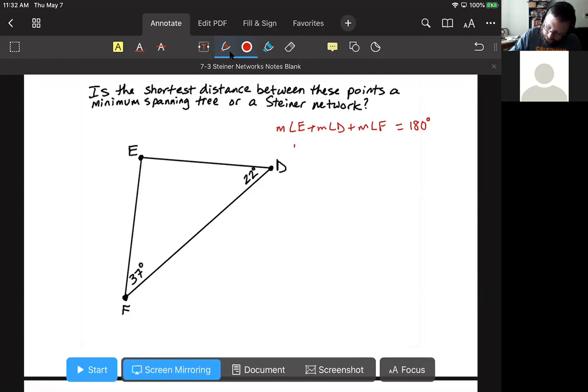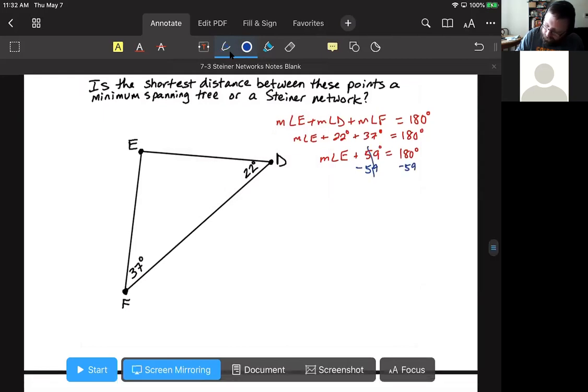So we plug in what we know here. The measure of angle E plus 22 degrees plus 37 degrees equals 180 degrees. And that's a pretty simple equation to solve. We combine like terms. 22 plus 37 is 59 degrees. And then we subtract 59 from each side to figure out the measure of angle E. So the measure of angle E would be 121 degrees. Okay?